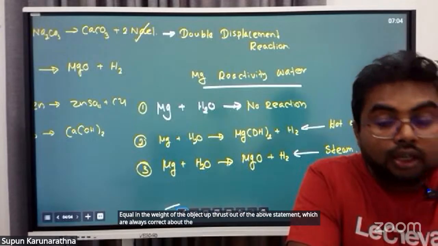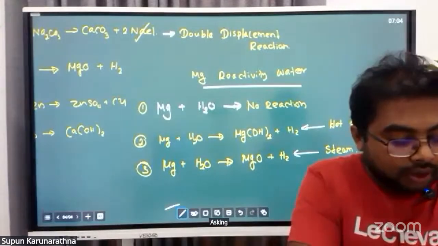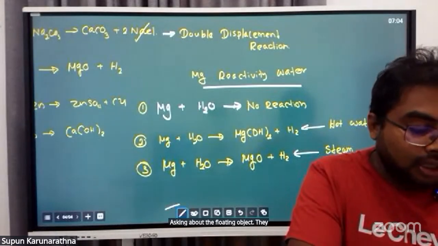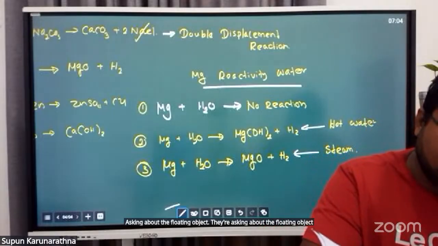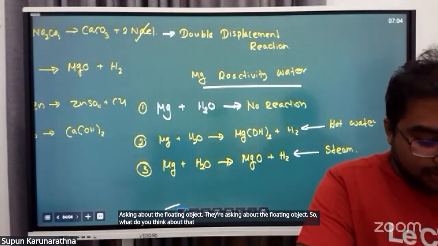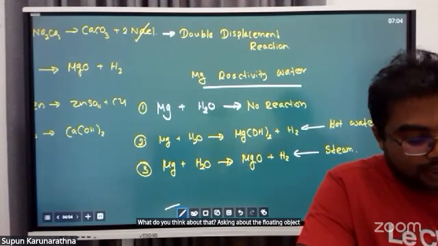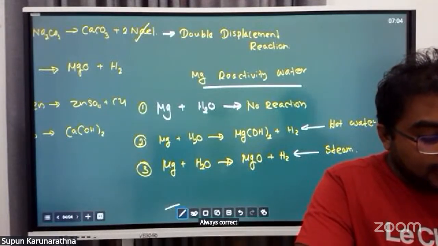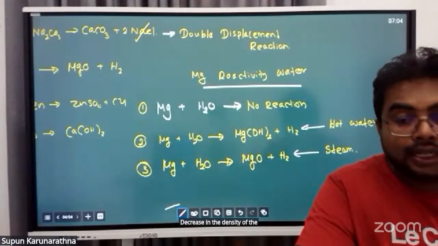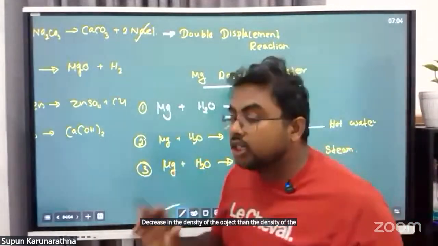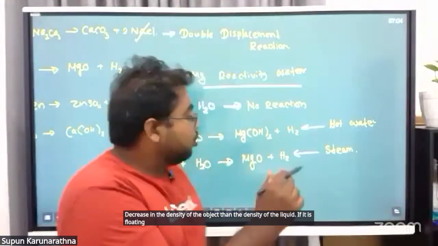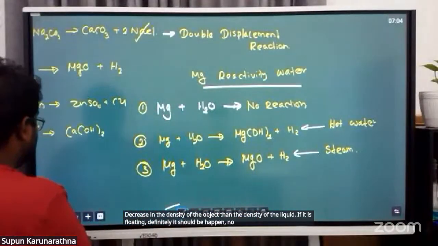about the floating object. They're asking about the floating object. So what do you think about that? Always correct: the density of the object is less than the density of the liquid. If it is floating, definitely that should happen, no? It should be correct, no?